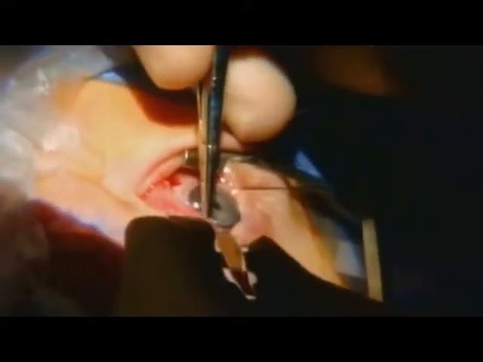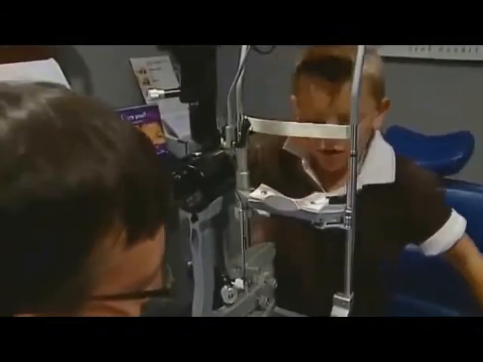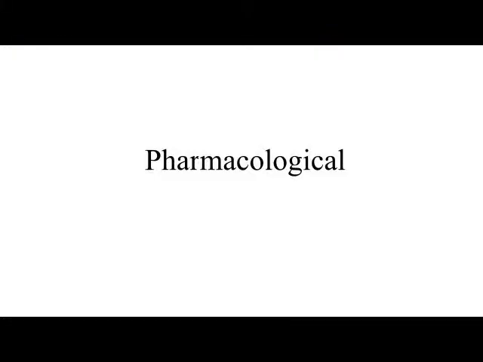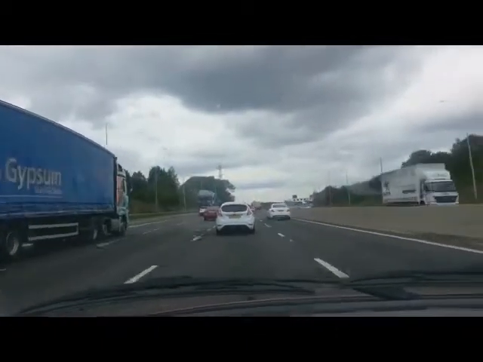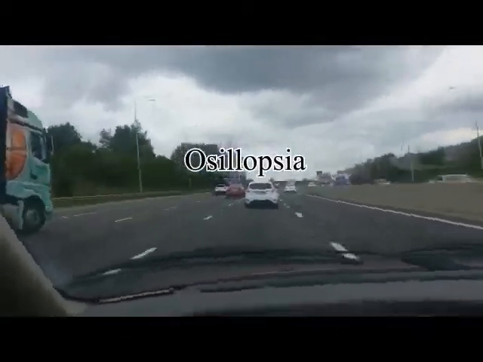There are 4 types of surgery, which are Kestenbaum, Anderson, 4 muscle resection, and the last one is tenotomy of the rectus muscle. Number 2 is pharmacological, which is considered for acquired cases in order to decrease the complaint related to oscillopsia.